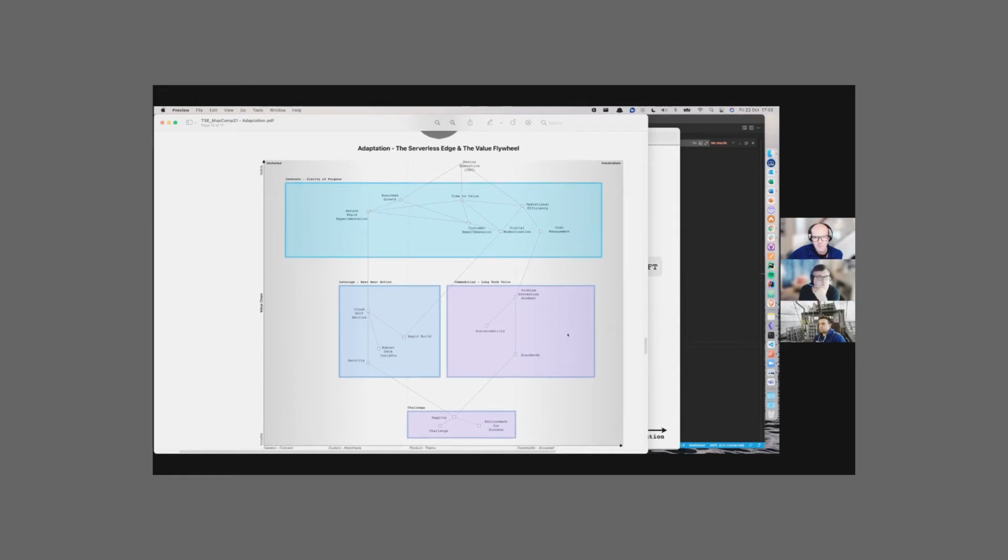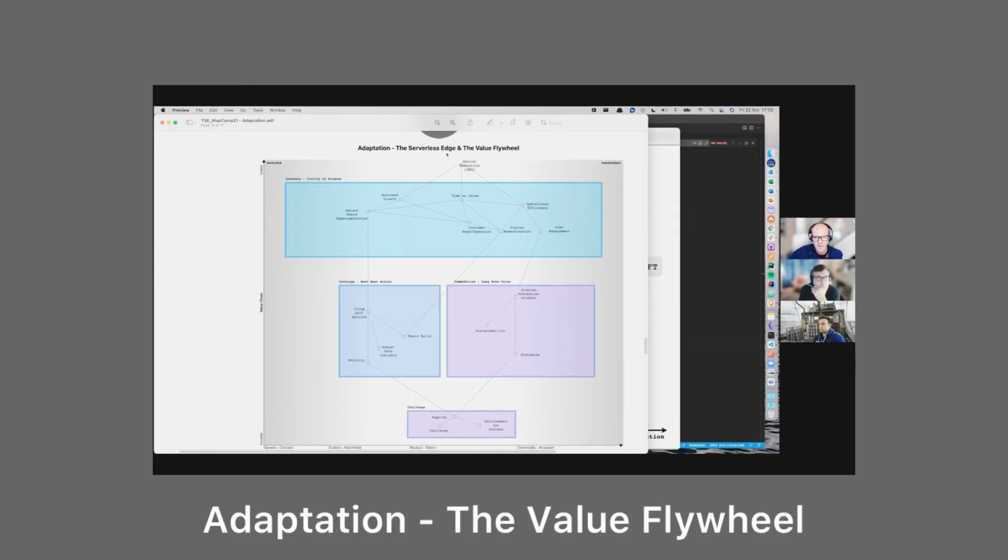Again, the title of the track was Adaptation, the Service Side, the Value Flywheel. What do you think? Shall we talk through this?